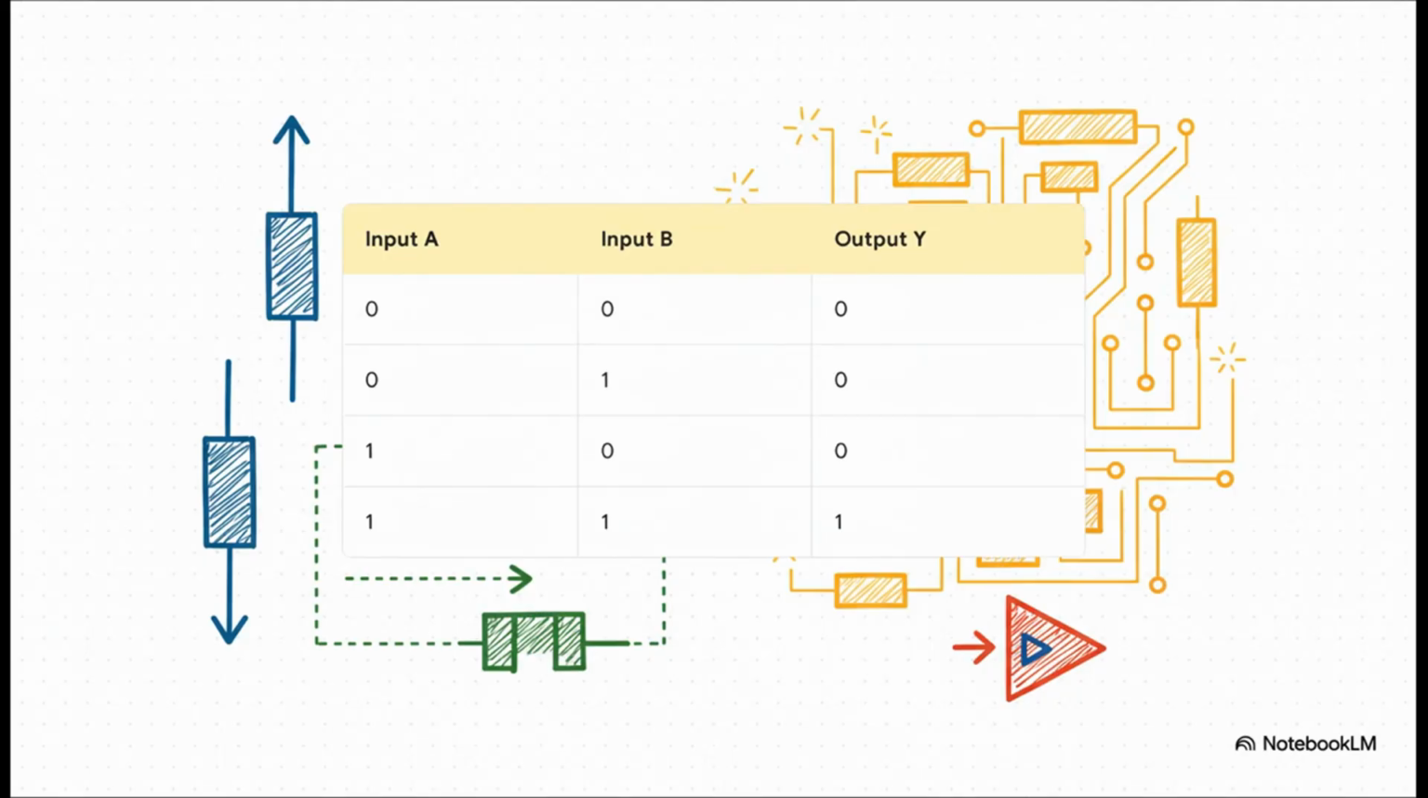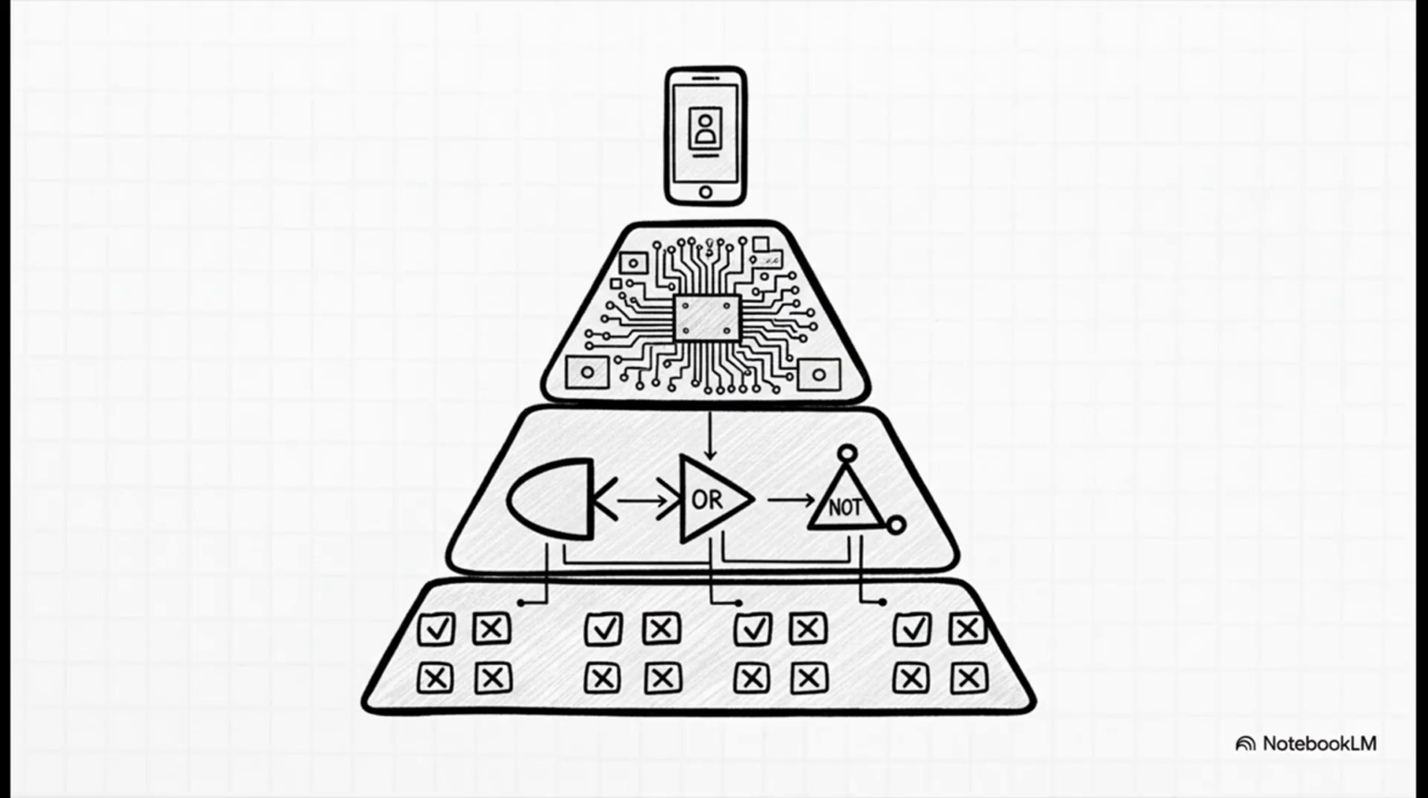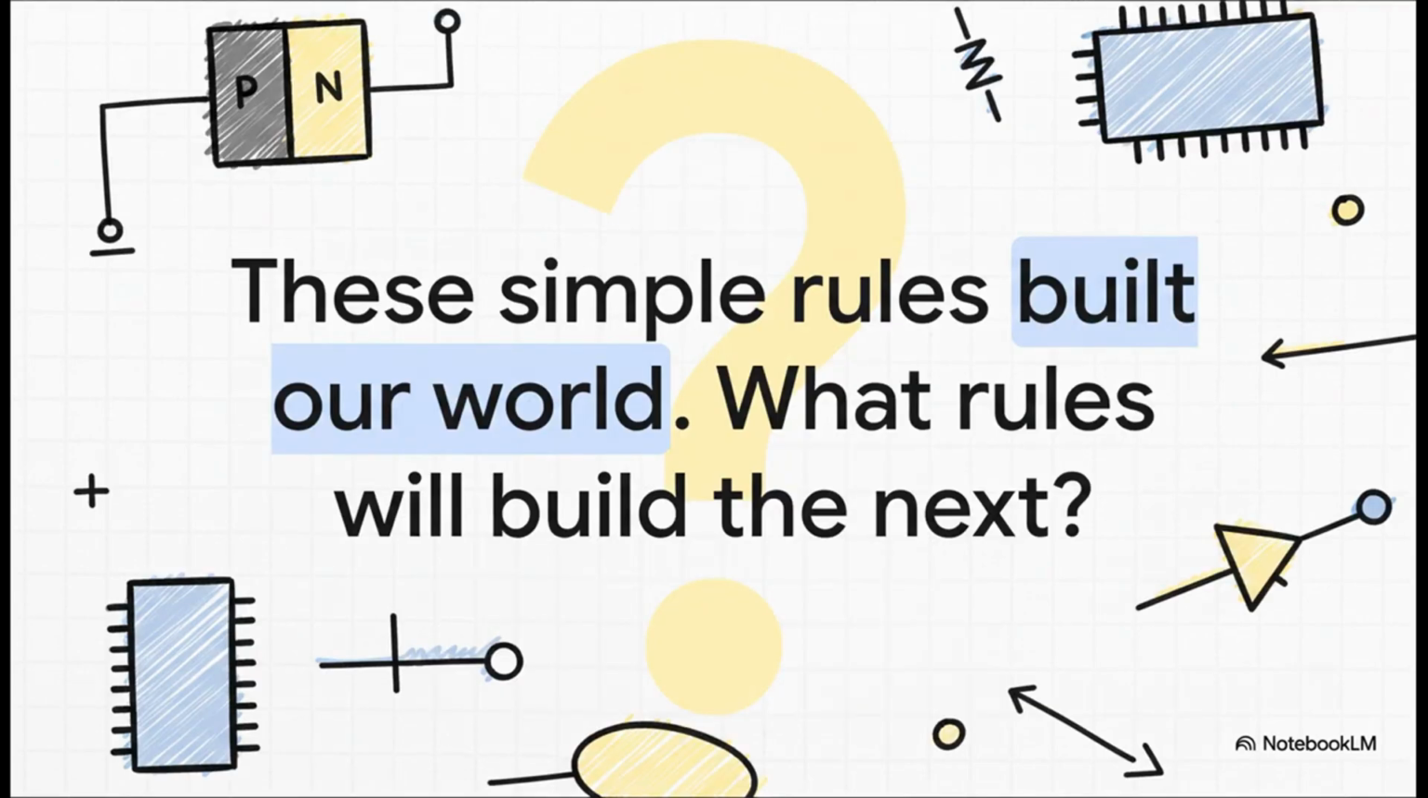Take an AND gate. It only outputs a 1 if input A and input B are both 1. Simple, right? An OR gate is a little different. It'll give you a 1 if input A or input B is a 1. And believe it or not, these simple yes or no decisions are the foundation of literally all digital computing. It's pretty amazing that these simple rules built our entire world.